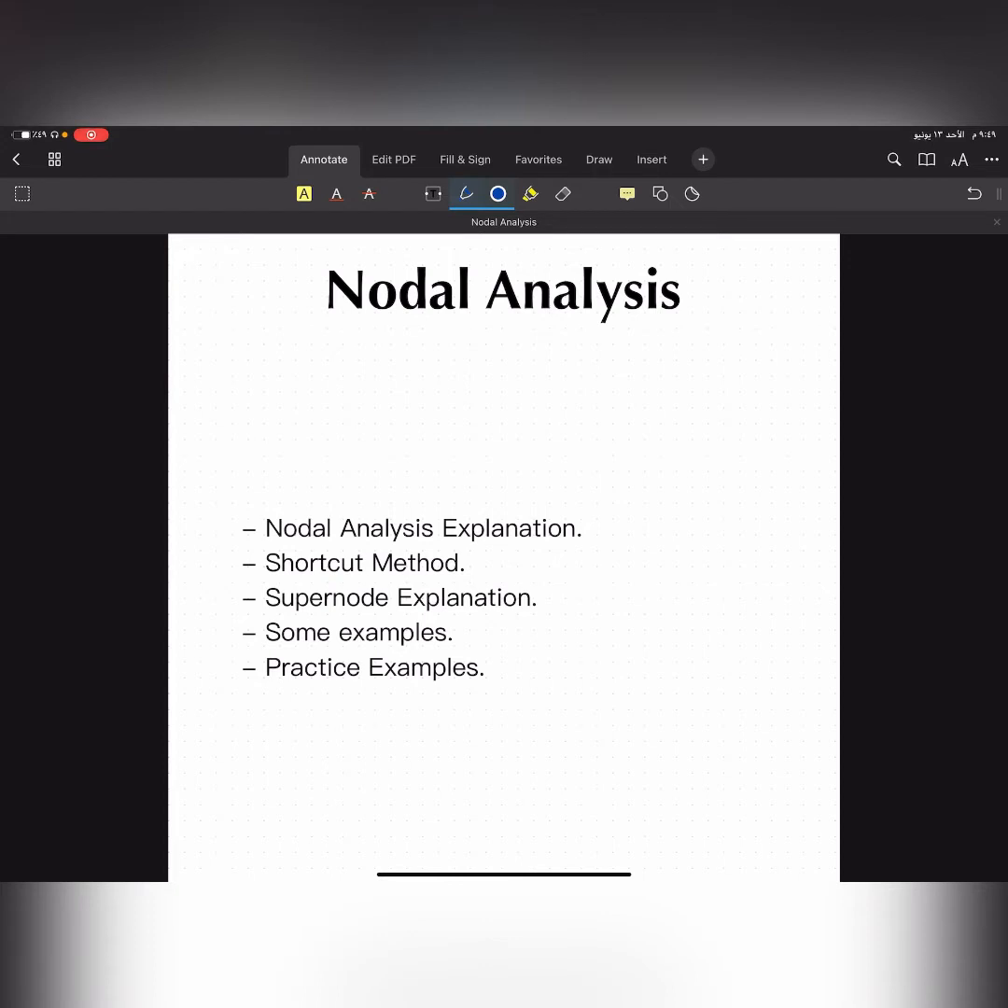Then we will move on to something called the shortcut method. Actually, this shortcut method is obtained when you solve a lot of circuits using nodal analysis. Then you will find a way that you can use a shortcut to solve it. Actually, it will save a lot of time.